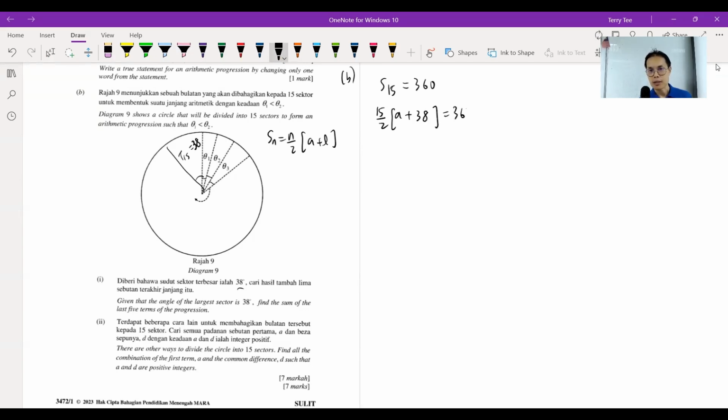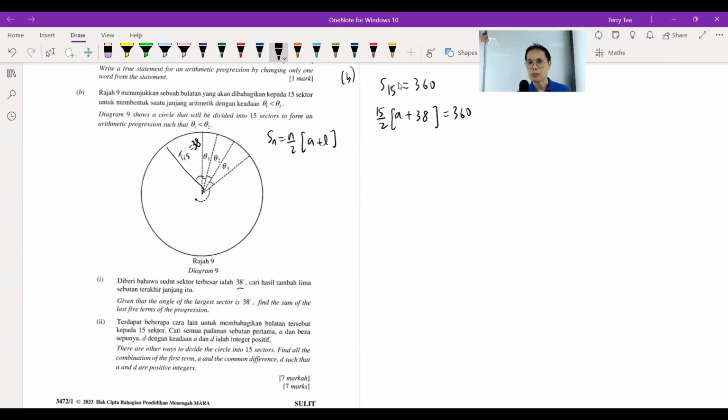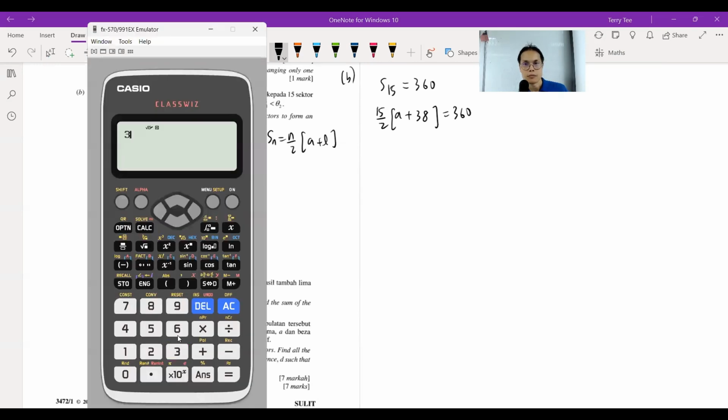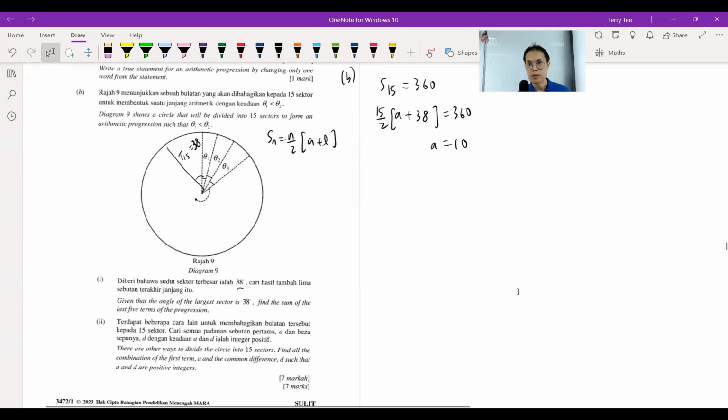So this is 360. Now let us take 360 over here. No, I have a difficulty moving my calculator. Wait. Okay, let's take 360. You times with 2, divide by 15. Okay, so I got 48, right? Then you minus your 38. Your A is now 10. Yeah, A is 10. Simple.